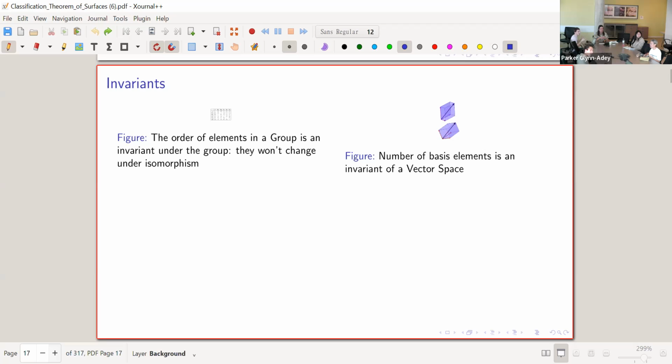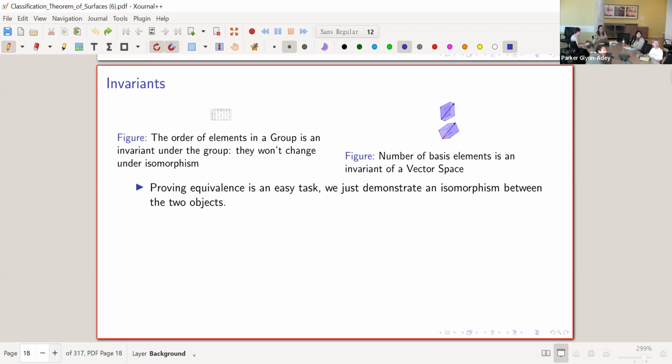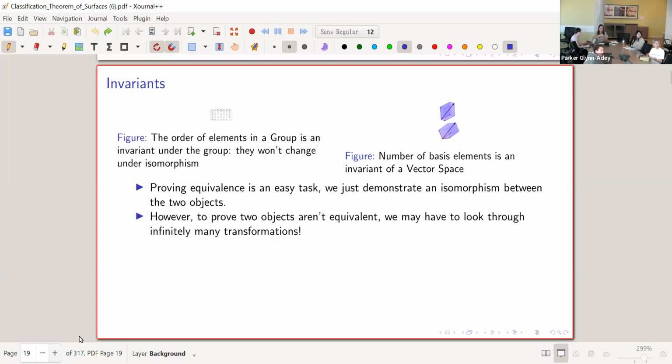So now we're going to talk about invariants. So proving equivalence is a relatively easy task. You just have to demonstrate an isomorphism between your two objects. But the problem comes in, how do we show two objects aren't equivalent? Because you'd have to check through infinitely many transformations and show that none of them are isomorphisms between your spaces, which is, as you know, impossible, right? You can't check infinitely many things.